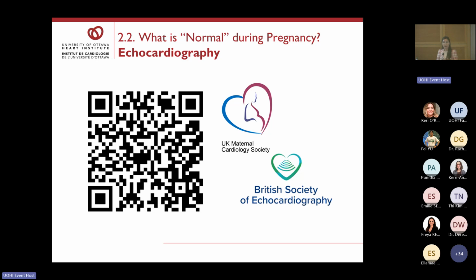Now, my favorite part, echocardiography. I just put this QR code here if people were interested, because actually the UK have been leaders in cardiobstetrics, and they have actually a UK Maternal Cardiology Society, and they have linked with the British Echo Society to generate guidelines as to what is normative in pregnancy. So it's a good read and a good reference.